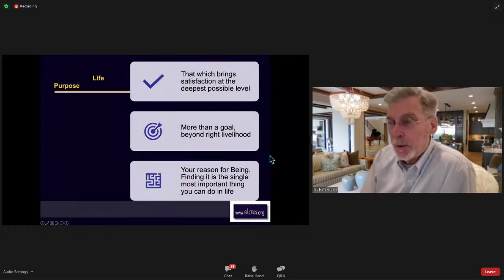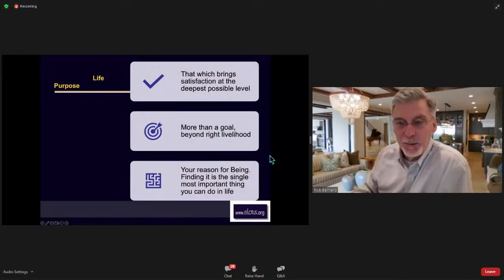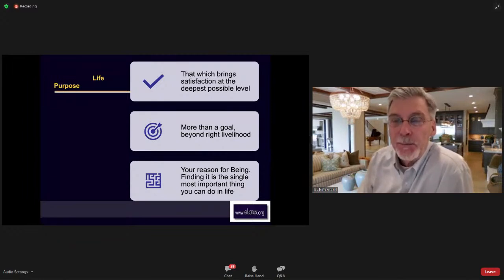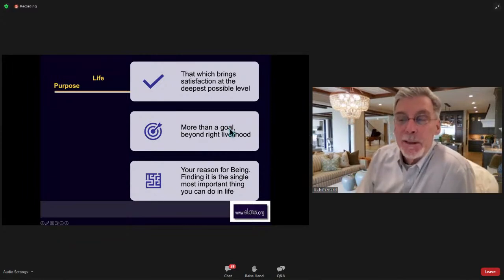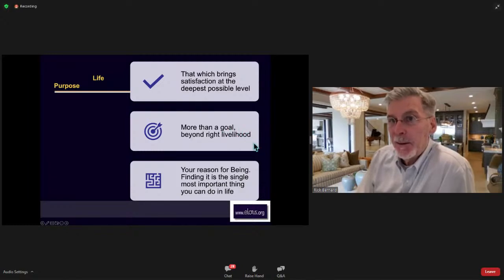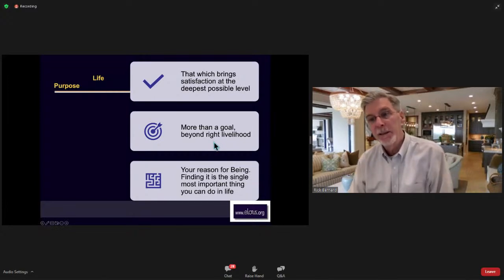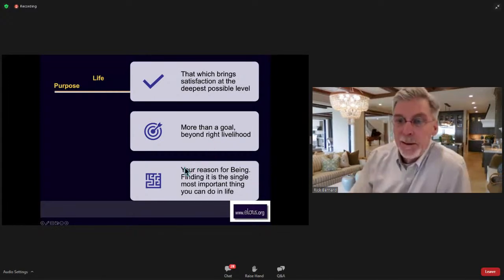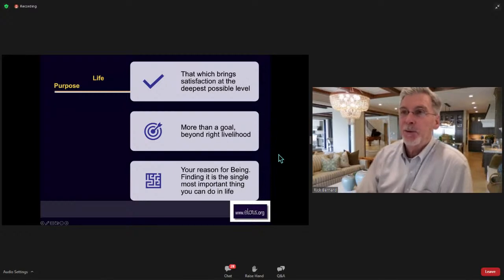Okay, so that's a school. That's kind of what we swim in. It's going to surround our life purpose and our life lesson. So what is life purpose? Life purpose is that which brings you the greatest satisfaction at the deepest possible level. It's more than a goal. It's beyond right livelihood. It's your reason for being. Finding it is the single most important thing you can do in life. It's really what gives you the most satisfaction, the area that makes you feel like, I'm doing the right thing.